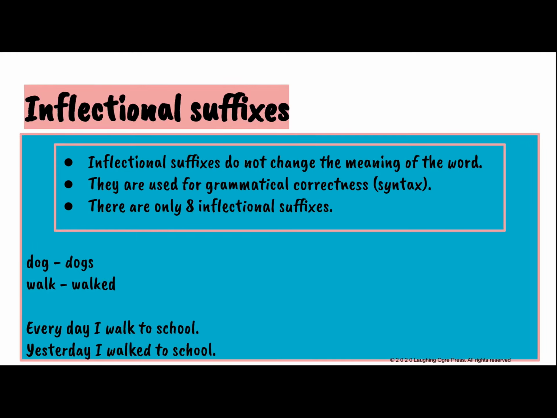So for perhaps a dog, that's still a dog, it's just that we have more than one dog. If we walk, walking is still walking, but it's a past tense of walking. So every day I walk to school, yesterday I walked to school. So the 8 inflectional suffixes fall into these groups.